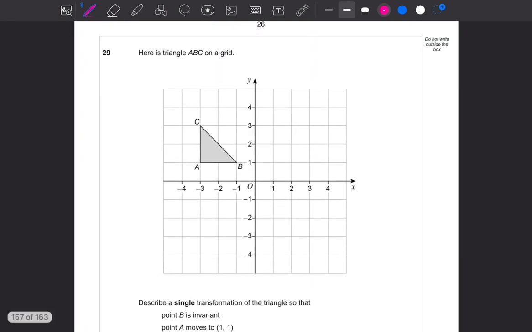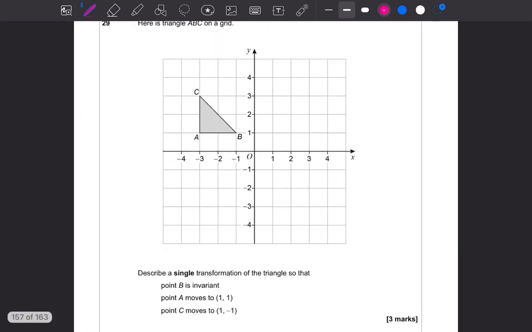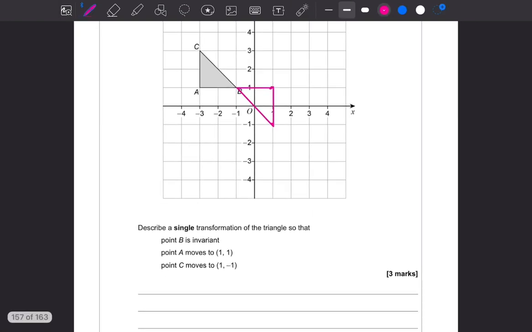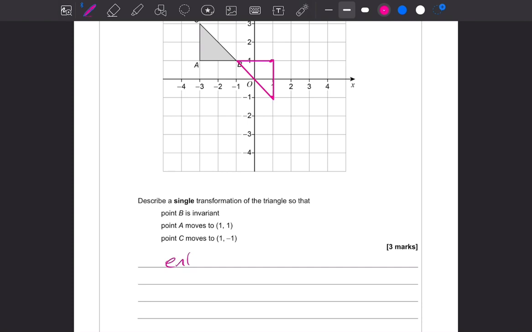Here's a triangle, ABC on a grid. Describe this transformation on the grid so that point B is invariant. A moves to 1, 1. C moves to 1, minus 1. So we've got this triangle now, new little triangle. Describe the transformation. Well, we could either rotate it 180 degrees about B, or we could, is that right? Yeah, we could also do an enlargement about B with a scale factor of minus 1. Either of these will work.